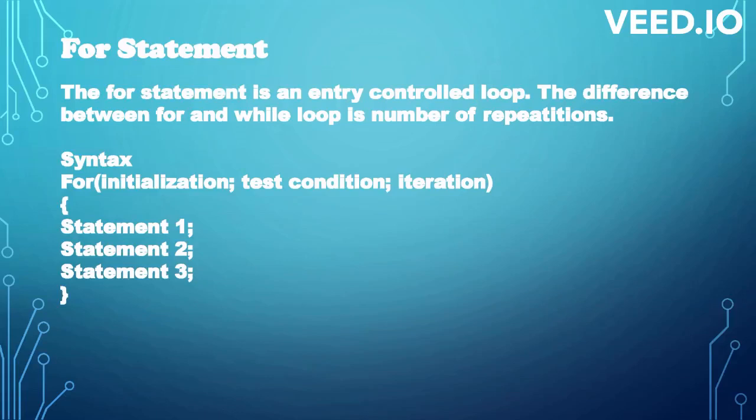Initialization means, for example, you start a particular number from 0 or 1, whichever number you want. Test condition is how many times the loop is going to repeat, that is 10 times or 20 times or 30 times. That is up to your wish. Iteration means whether the I value should decrement or increment. Increment means add, decrement means minus. So you're giving whether the loop has to increment or decrement. If the condition is true, then it will enter the block and execute the code.